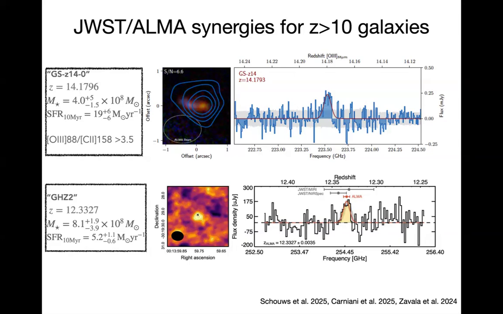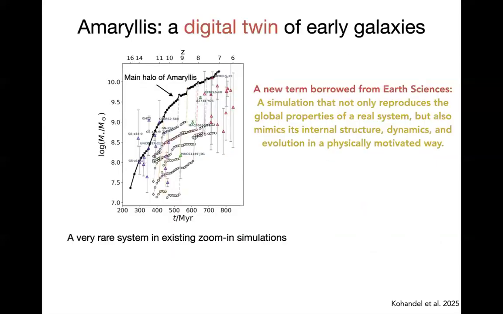And this is GHZ2 that I showed you already, where there was no ALMA detection in the first place. But after they got the JWST NIRSpec redshift, with more integration time, they got also O3 emission for this one. So basically, for these two galaxies, we can better understand the ISM of these structures. With that, I will bring you to this digital twin that I talked about.